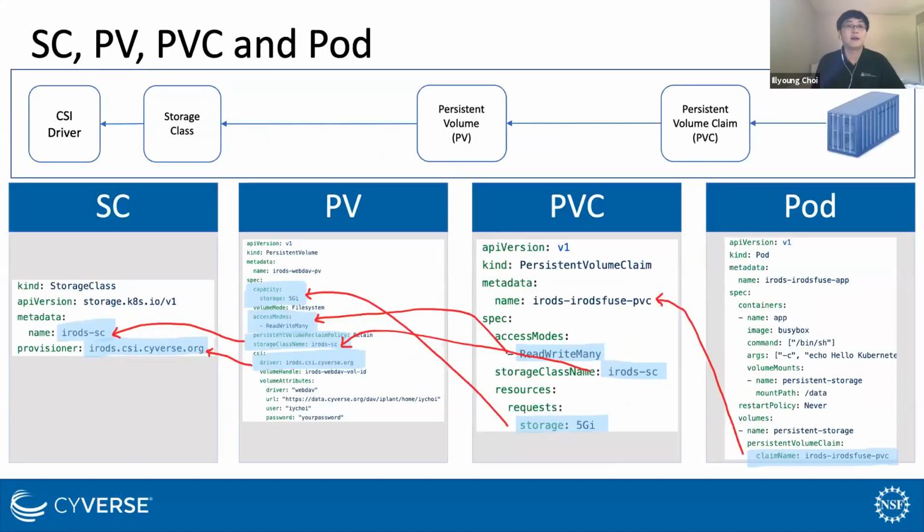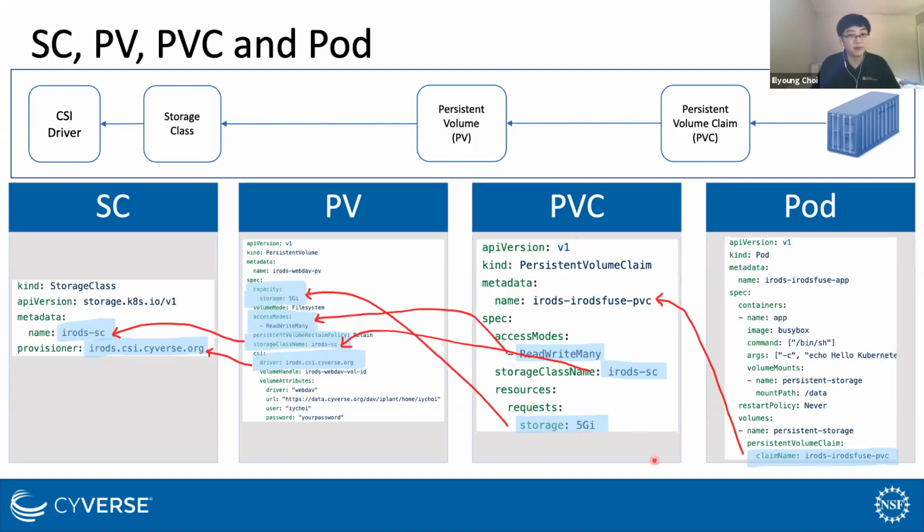So to recap, we need to create following Kubernetes objects to use iRODS CSI driver in Kubernetes containers. Here we see a pod that is an abstraction of an app. An app is distributed as a pod in Kubernetes that consists of one or multiple containers. In pod definition, we put which persistent volume claim to use, so it refers persistent volume claim object.